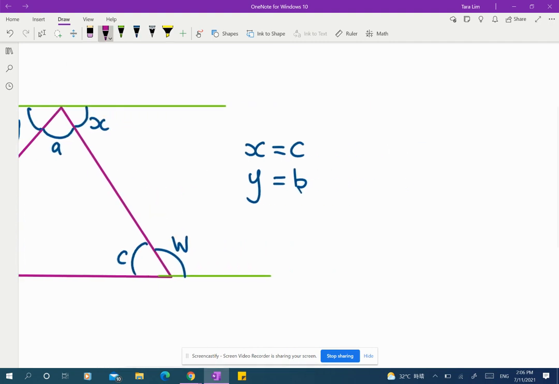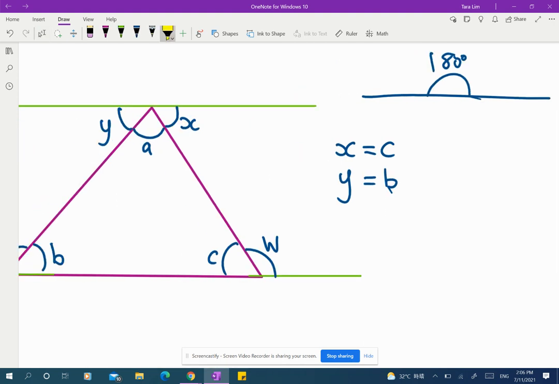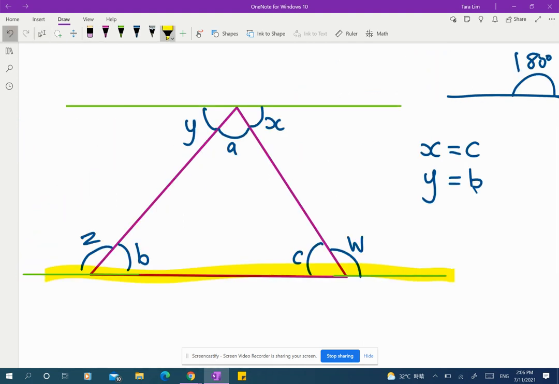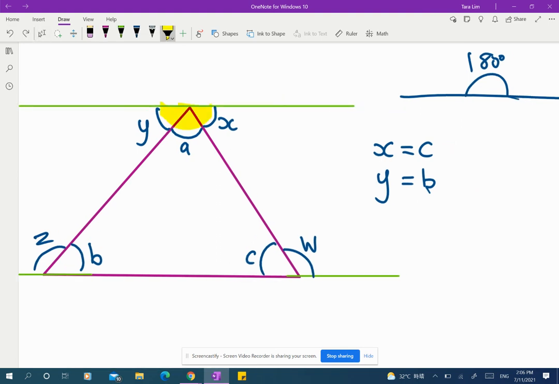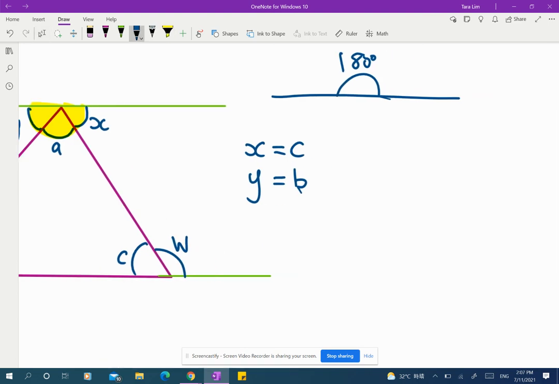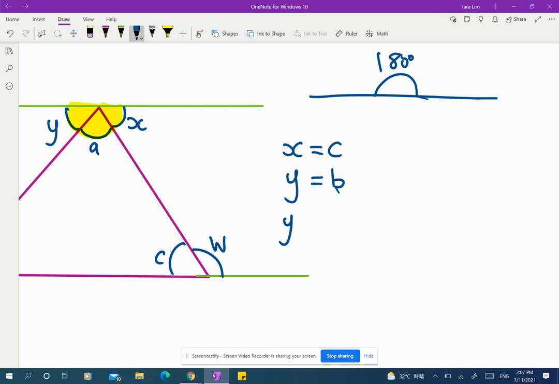We know that a straight line adds up to 180 degrees. And here, can you spot any straight lines? We have this straight line here, and we have a straight line there. So here, we can see the angles Y, A, X. And we know for sure that a straight line is 180 degrees. So that means Y plus A plus X is equal to 180 degrees.